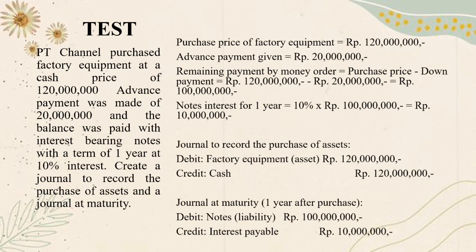The next is that PT Channel purchased factory equipment at a cash price of 120 million. An advance payment was made of 20 million and the balance was paid with an interest-bearing note with a term of 1 year at 10% interest. Create a journal to record the purchase of the asset and a journal at maturity.